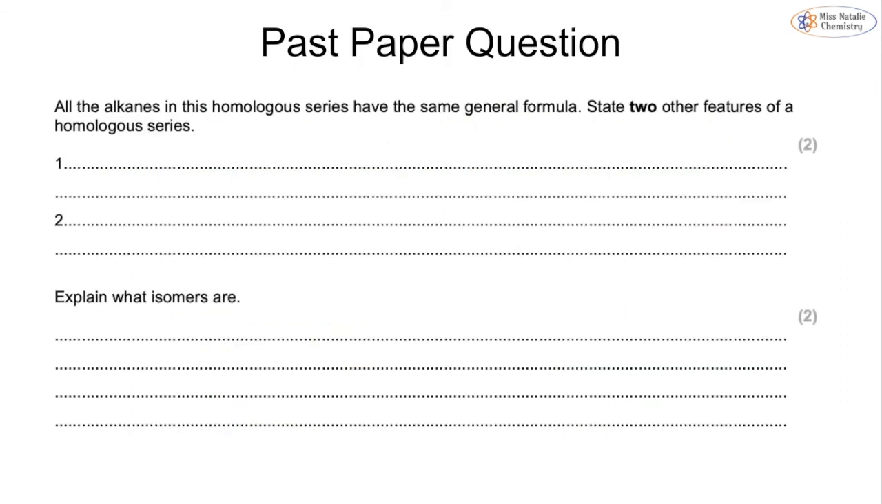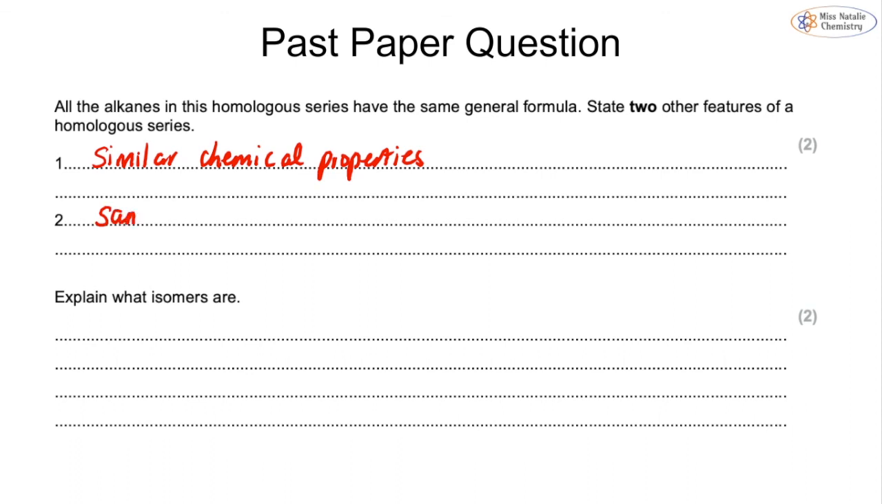We're then going to look at the homologous series. So all the alkanes in a homologous series have the same general formula, and we want to state 2 other features of a general formula. And there are 4 possible answers here. So we're going to have similar chemical properties. Of course, general formula has already been mentioned, so we can't have that.